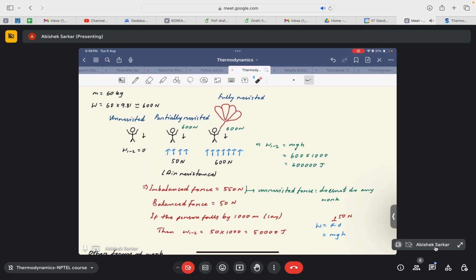I hope the example was clear. It's just trying to make you understand the effect of resistance on the work interaction, specifically in the PdV work. Okay. I hope it was clear. So work done has to be resisted by some other kind of resisting force. In the case of free fall, the fall is resisted by the drag, the air drag. Okay. So I hope it is clear.